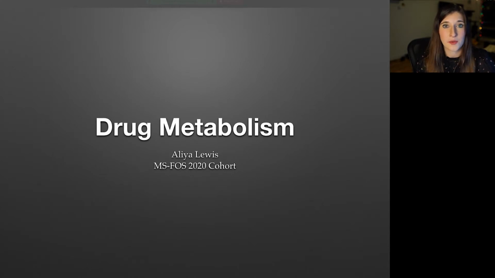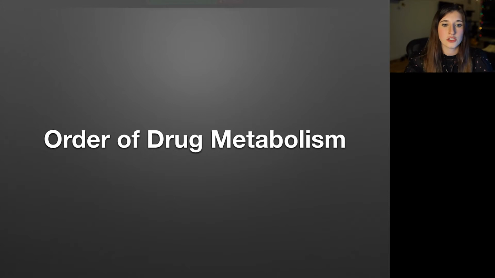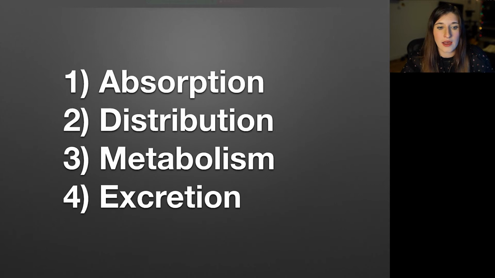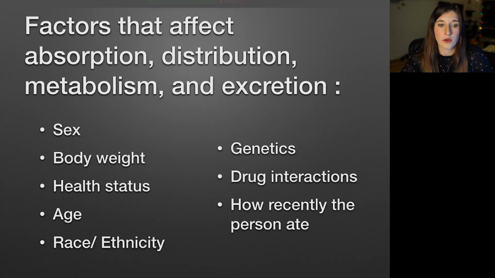Today I'm going to be talking to you about drug metabolism. So, just to review the order of drug metabolism in general, you have absorption, distribution, metabolism, and then excretion. These four parts of drug metabolism can be affected by a number of things. So, sex, body weight, health status, age, race, genetics, drug interactions, and how recently the person ate all affect to some degree one or more parts of drug metabolism.